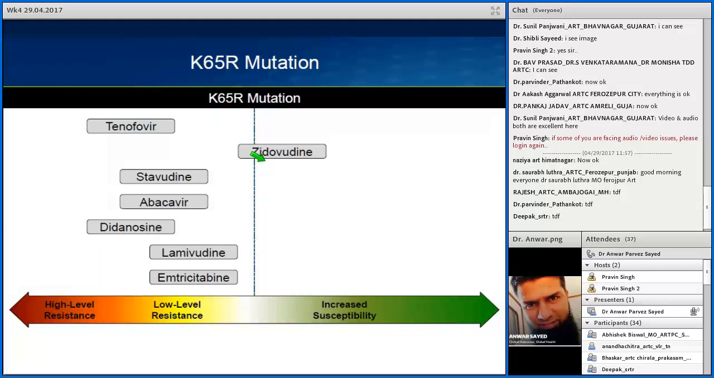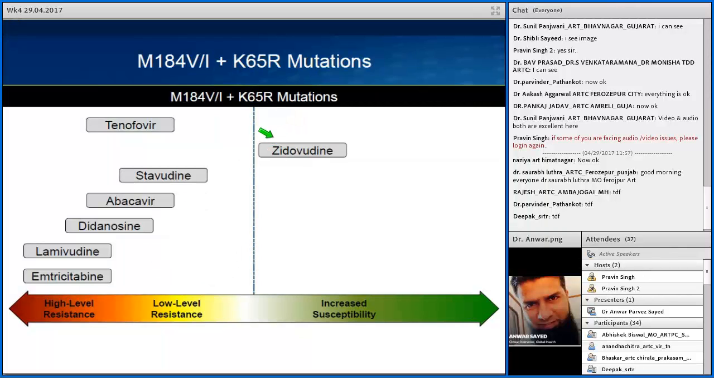That is the reason if a person who is on Tenofovir in the first line fails, we use Zidovudine in the second line in place of Tenofovir. I think this is the answer for the question which was asked some time back.